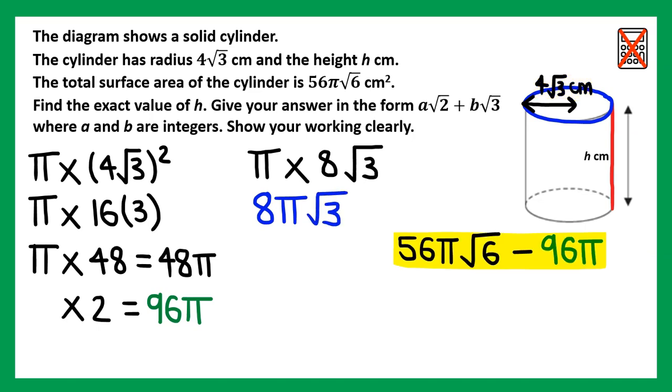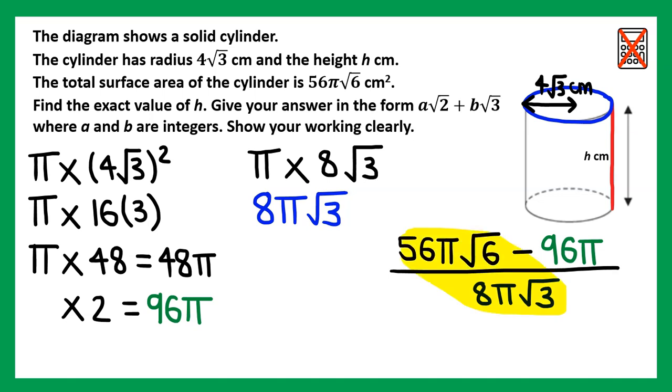So the expression I had for the area of the rectangle can now be divided by one of the known lengths of the rectangle, 8 pi root 3. This would be the same as 56 pi root 6 divided by 8 pi root 3. 56 divided by 8 is 7. Pi divided by pi will cancel, and root 6 divided by root 3 is root 2.